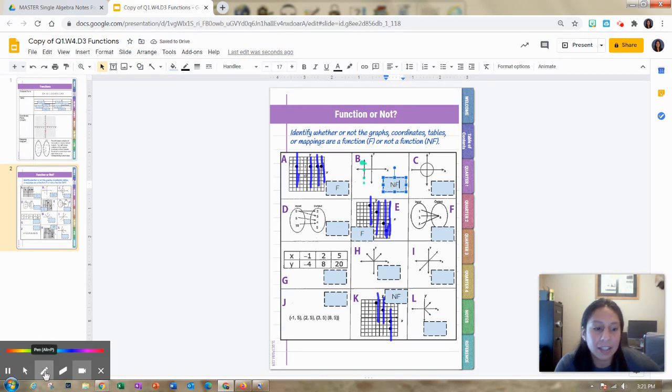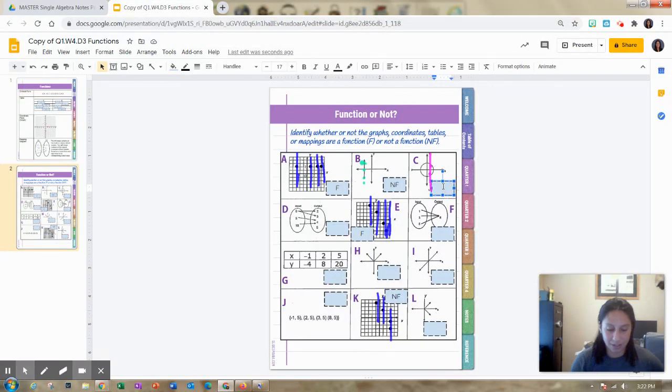Let's look at C. On C, if I were to draw a vertical line through the circle, you'll notice that it hits the circle at the top. It also hits the circle down here. So because it hits twice, that's not a function. So C is not a function.